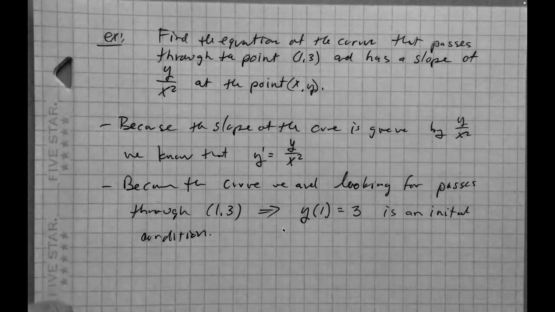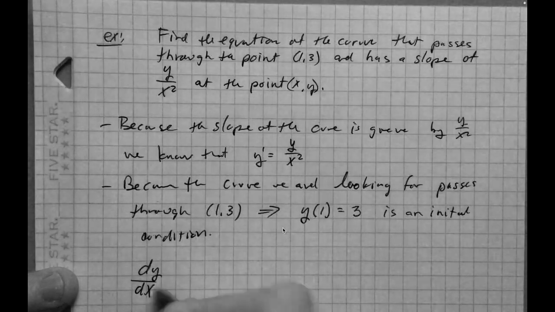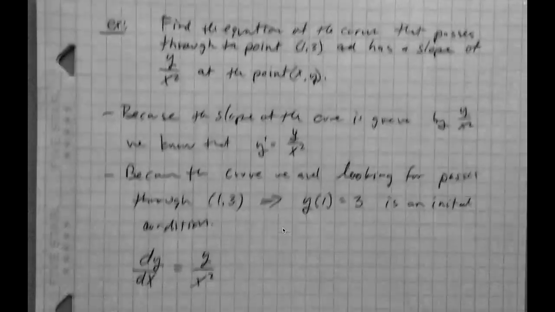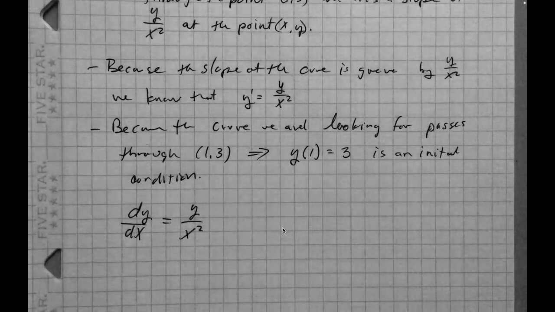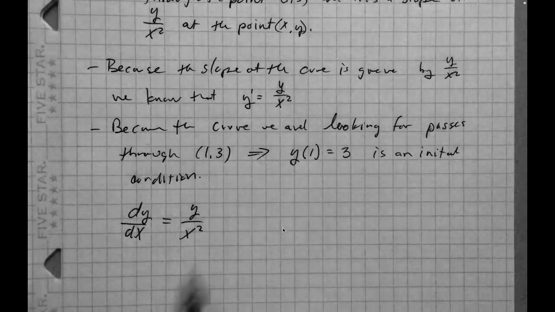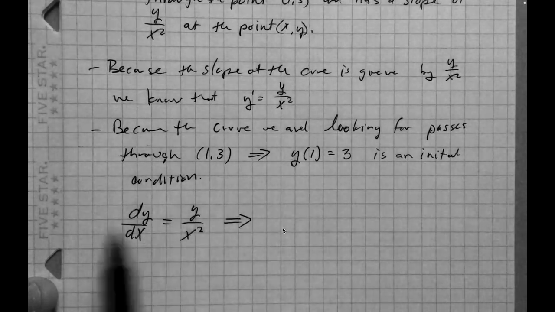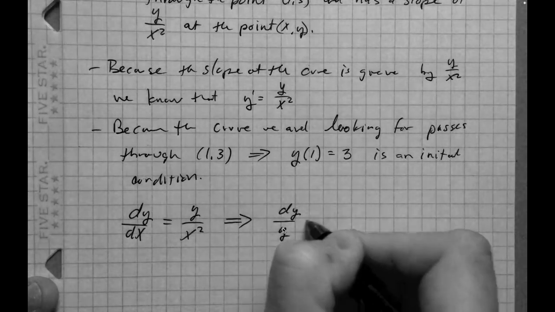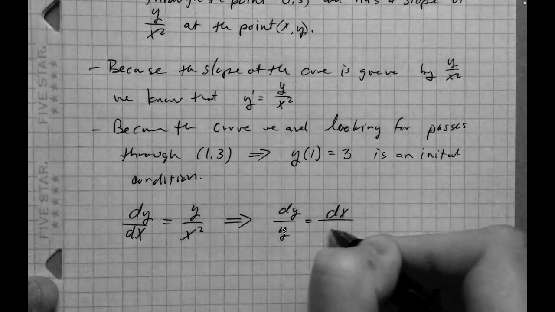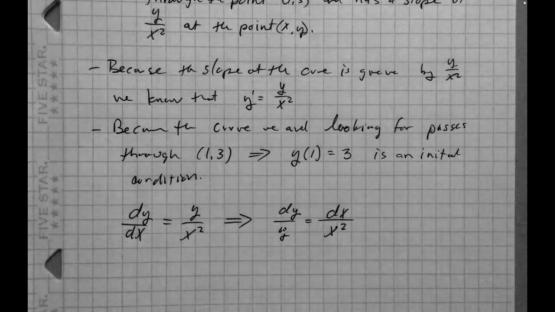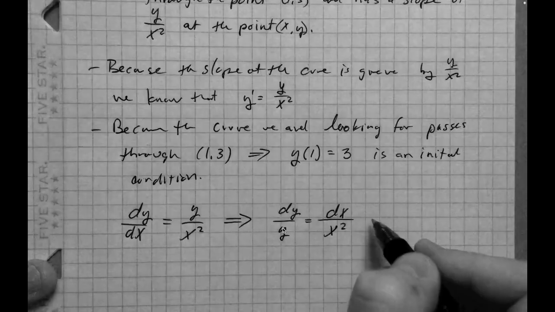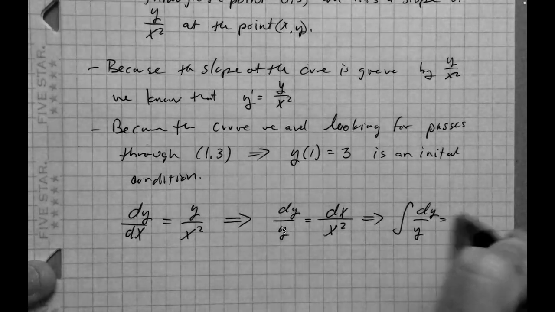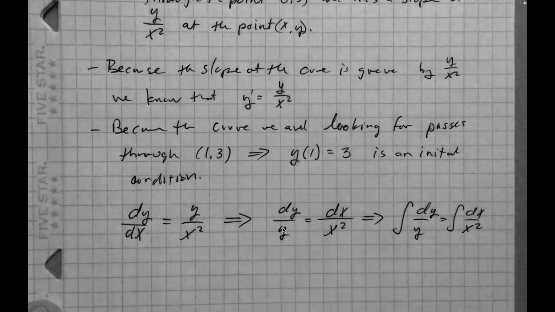So we start with dy/dx equals y over x squared. This one is actually really easy to separate. This is maybe a one-stepper. We could just divide both sides by y and multiply both sides by dx, and so we get dy over y equals dx over x squared. Okay, so we can integrate both of those.